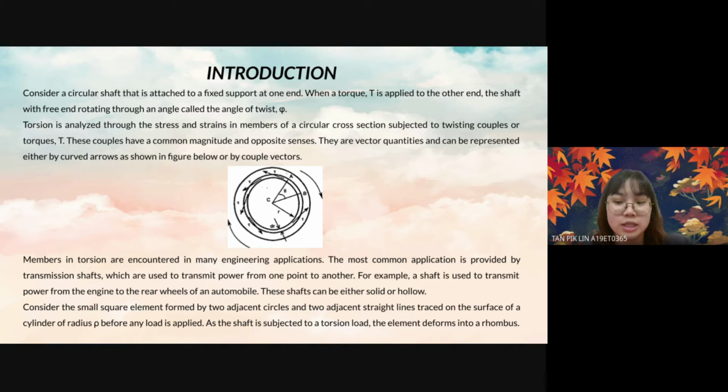Members in torsion are encountered in many engineering applications. The most common application is provided by the transmission shaft, which is used to transmit power from one point to another point. For example, a shaft is used to transmit power from the engine to the rear wheel of an automobile. This shaft can be either solid or hollow. Consider the small square element formed by two adjacent circles and two adjacent straight lines traced on the surface of a cylinder of radius before any load is applied. As the shaft is subjected to a torsion load, the element deforms into a rhombus. So that's all from me. I will pass the space to Izzy.